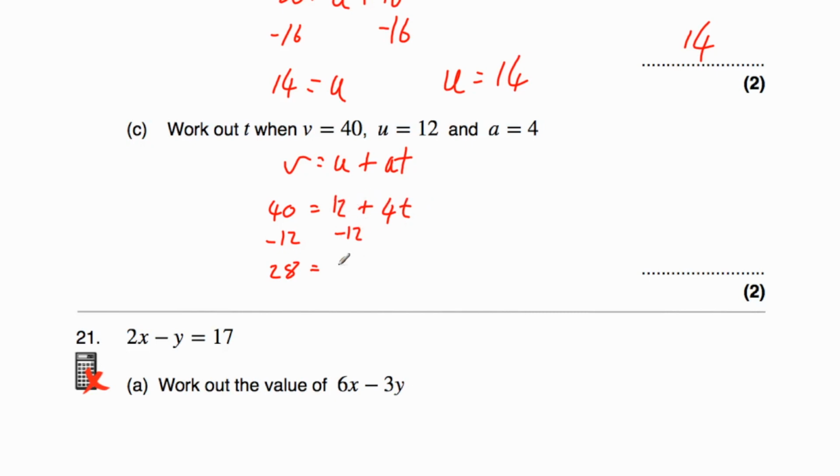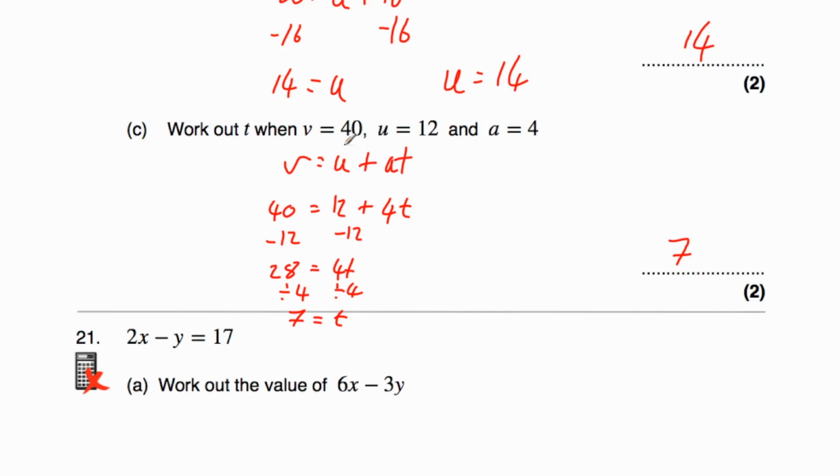We've taken away our 12, so we're just left with 4t. So 28 equals 4 times t. We don't want this times by 4, so let's divide by 4 and divide by 4. 28 divided by 4 is 7, and 4t divided by 4, we're dividing by 4 to get rid of the 4, so we're just left with t. So t equals 7. And we can check our answer.